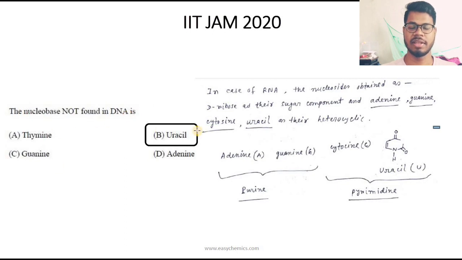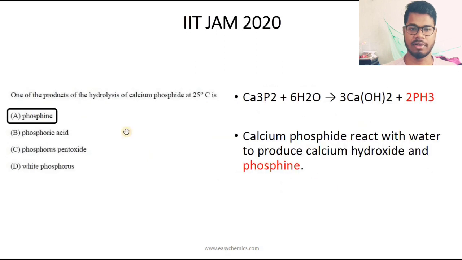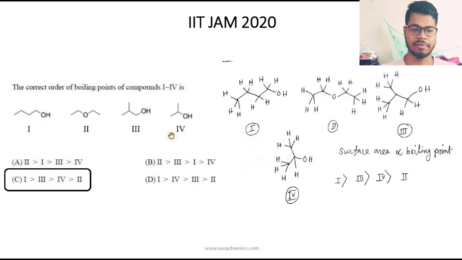Okay, the next question is the nucleobase not found in DNA. Of course, you know, it's a very common biology question, that is uracil. That is also in my material, the screenshot of my material. Then the next question is the products of the hydrolysis of calcium phosphide. Whatever calcium phosphide, that is Ca3P2, when hydrolyzed with water, we will get calcium hydroxide and phosphine. Okay, the answer will be phosphine. So this is also a memory based question. If you don't know, then you can't answer these questions. Okay, so nothing to explain over here.